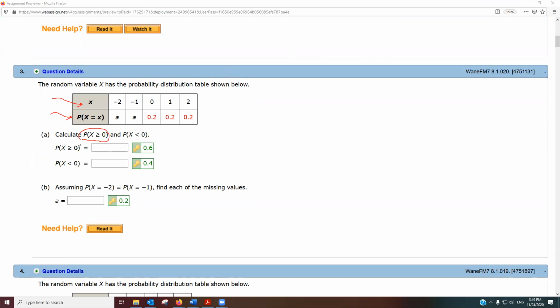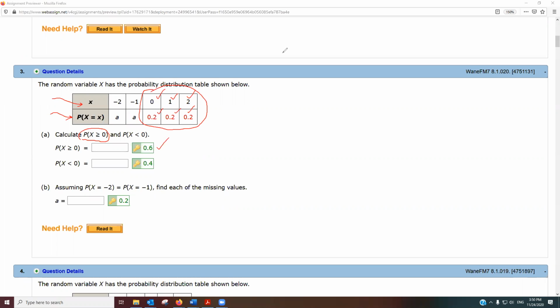What I'm going to do here is circle the values of the random variable that fit that criteria. These are the values that are greater than or equal to 0, right? 0, 1, and 2, those are all values greater than or equal to 0. So I'm going to add up the probabilities, 0.2 plus 0.2 plus 0.2 gets me the answer 0.6.